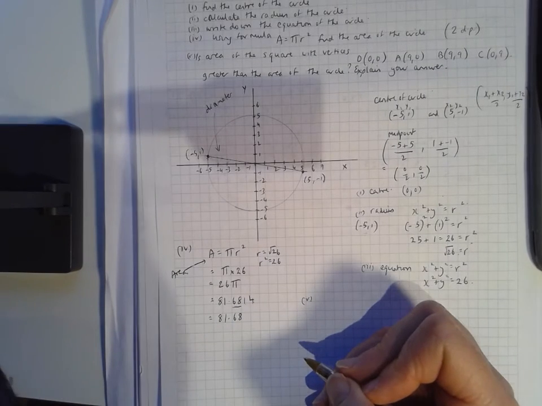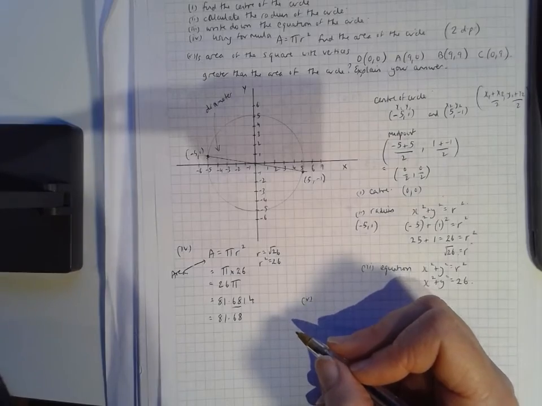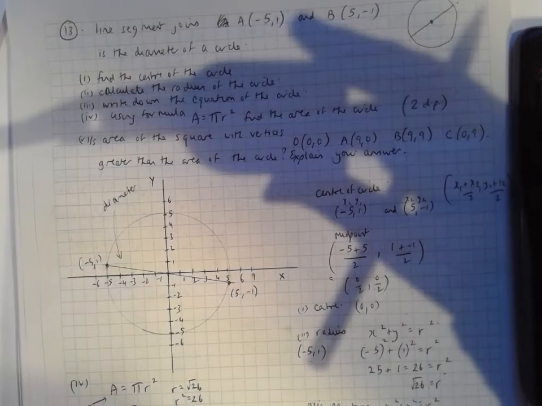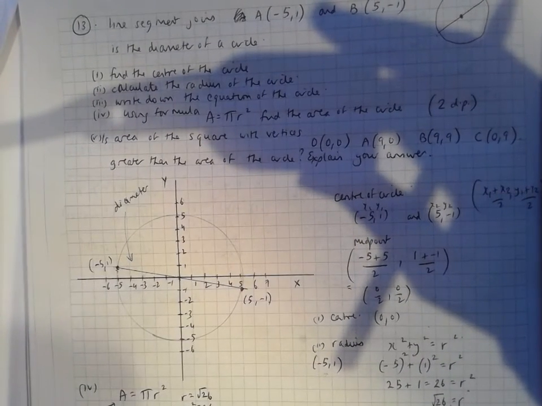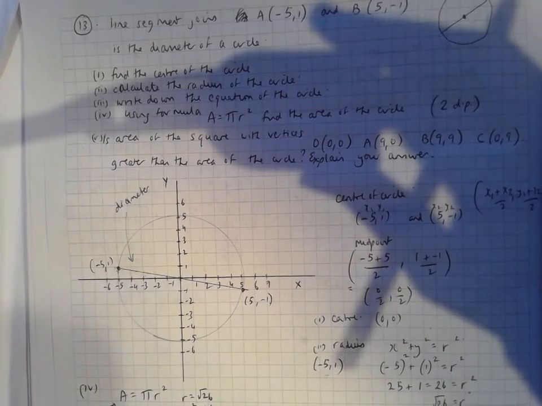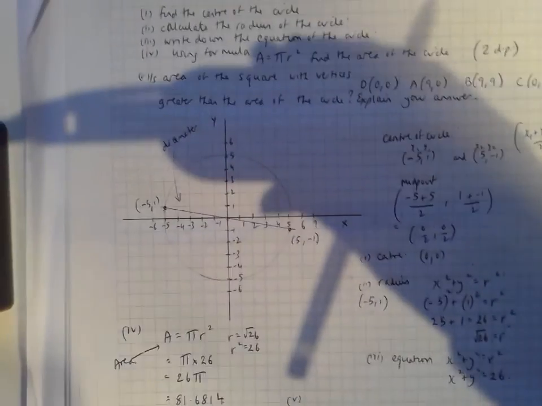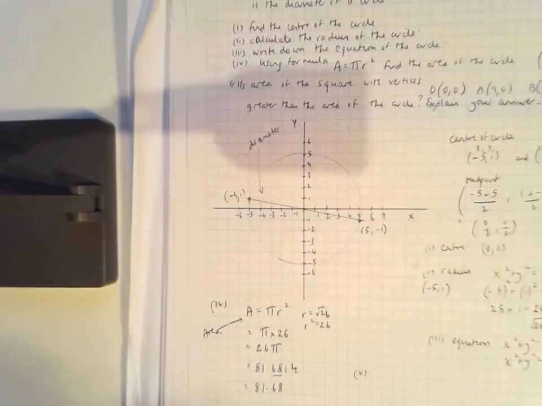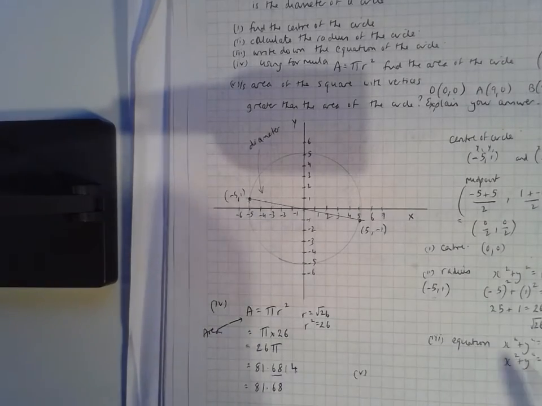Okay, then part 5. If the area of the square, the area of the square with vertices, so it's this bit here, is the area of the square with vertices (0, 0), (9, 0), (9, 9), and (0, 9), is it greater than the area of the circle? Explain your answer. So now I wonder, sorry, you can see I'm doing this in the evening and it's a bit darker, that's why there's shadows. I wonder if I could even plot these points, because if I could, it might make it easier to see what's happening.